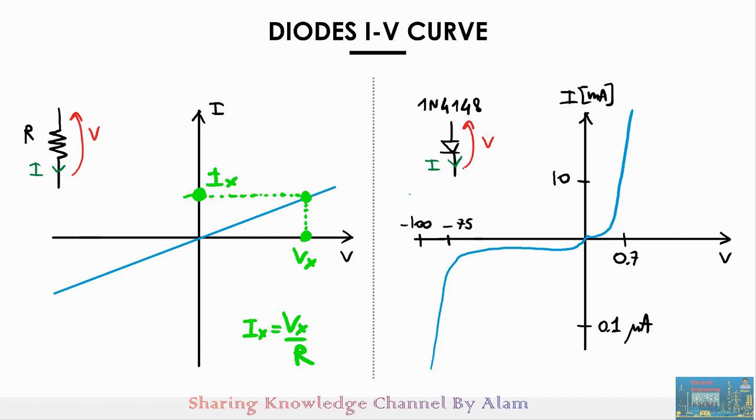Note that the IV curve for a resistor is said to be linear, because if you, for example, now decide to take a value of a voltage that is equal to half Vx, your current will also become half.